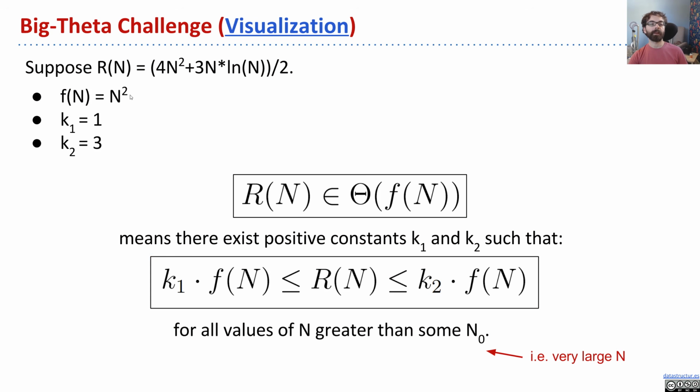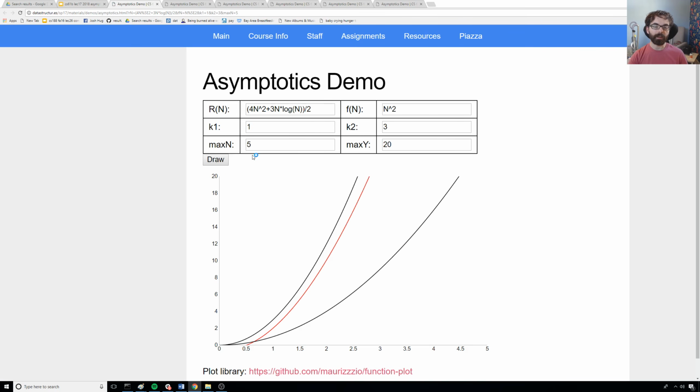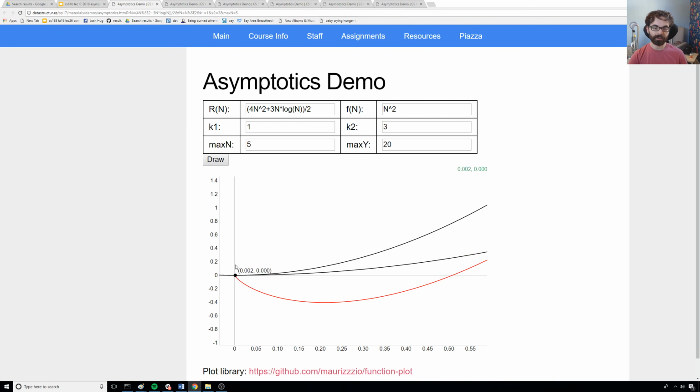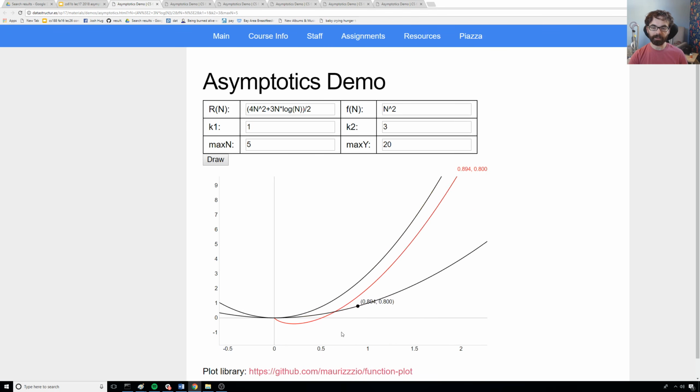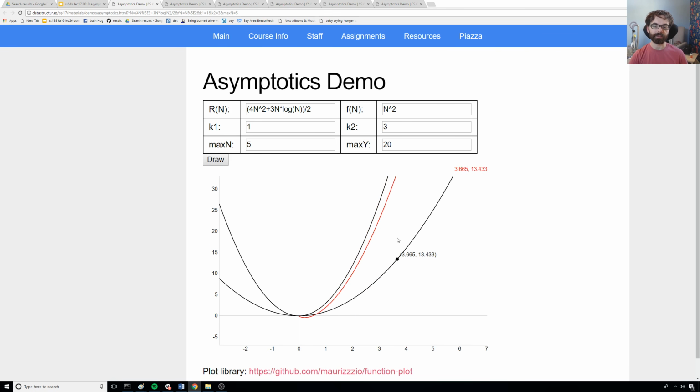All right, my answer is it also belongs to the family n squared. For really large n, this part just doesn't matter. And since 4n squared divided by 2 is 2n squared, the k1 I picked was 1, and the k2 I picked was 3. So let's do a little visualization here. And we can see that, okay, for small n, this function dips below 0 actually, but then for very large n, it comfortably sits between n squared and 3n squared.